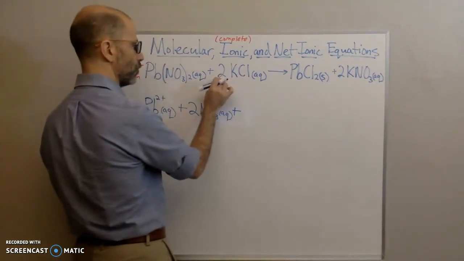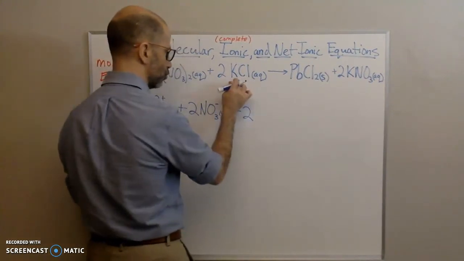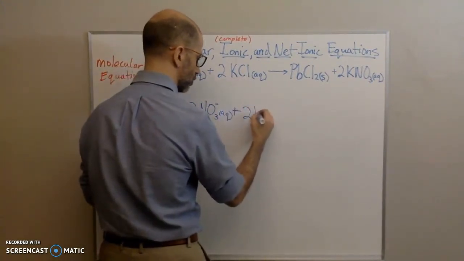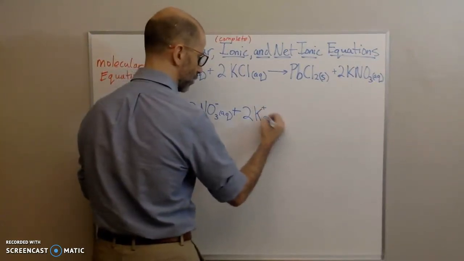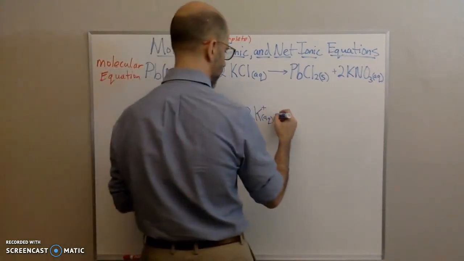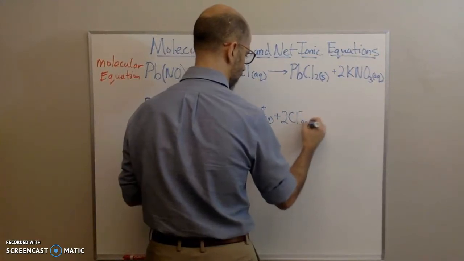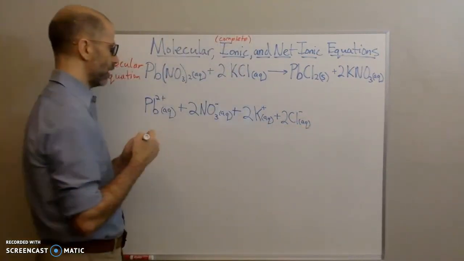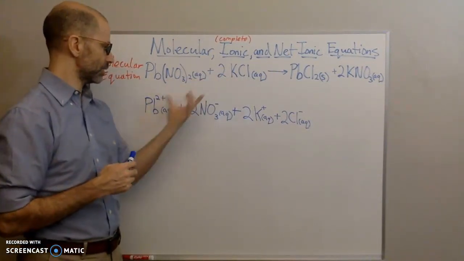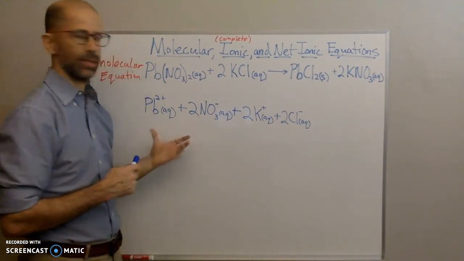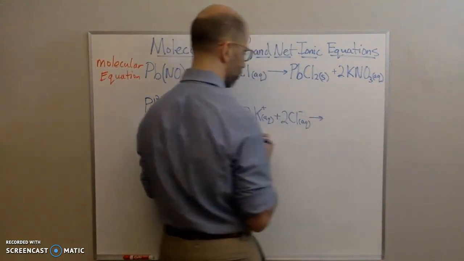And I do the same thing for this one as well. The coefficient here is applied to both ions. So I have 2 potassium, so I'm going to write 2 potassium, and it's a plus, and that's aqueous. And then the chloride ion as well, plus 2 chloride ions, and that is aqueous as well. So I've just separated both of the reactants into their separate ions, and now I've got to do the products.